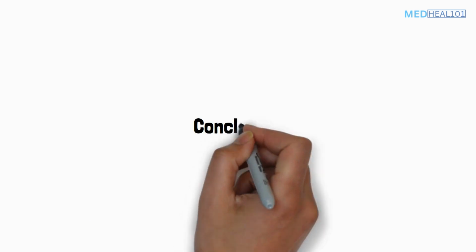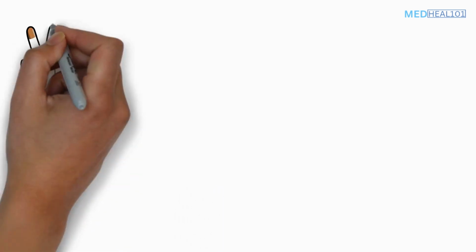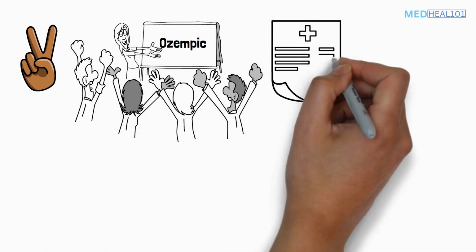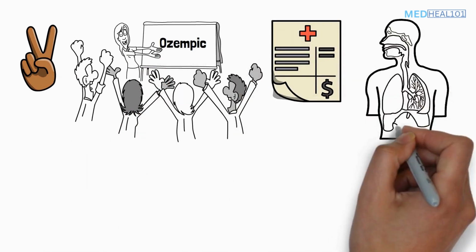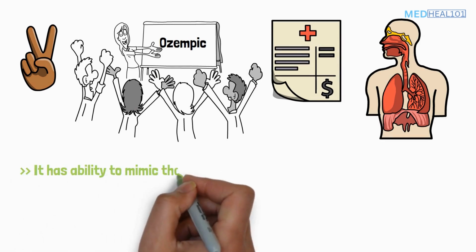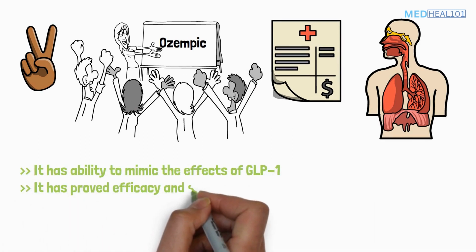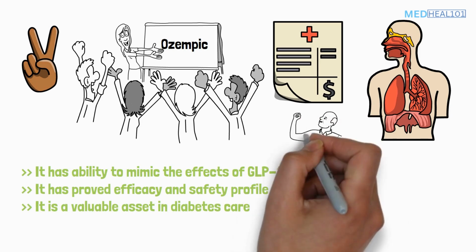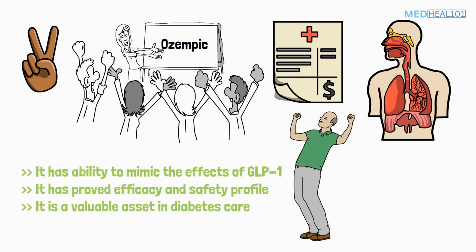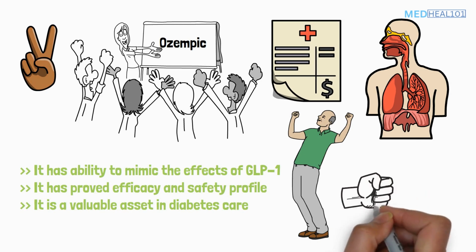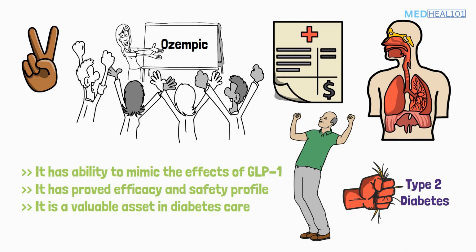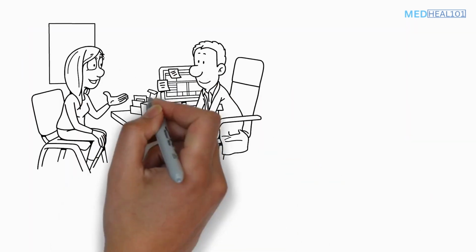In conclusion, Ozempic stands as a cornerstone in the management of type 2 diabetes, offering a multifaceted approach to glycemic control and overall health improvement. Its ability to mimic the effects of GLP-1, coupled with its proven efficacy and safety profile, makes it a valuable asset in diabetes care. However, it's essential to weigh the benefits against potential risks and collaborate closely with healthcare providers to optimize treatment outcomes. By leveraging the power of Ozempic alongside lifestyle modifications, individuals with type 2 diabetes can embark on a journey towards better health and well-being.